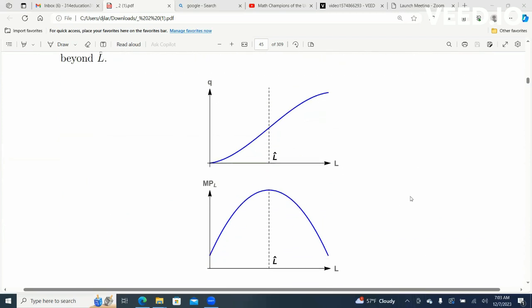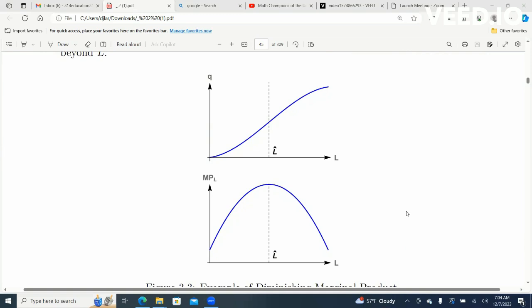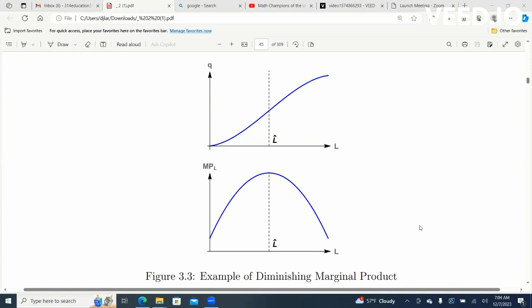And then they take the derivative, the marginal product of labor, the derivative of Q with respect to L. And we just see that the rate of change goes down after L hat. It is increasing after L hat, just not as much. So if we add more labor, the amount of Q that comes out, the quantity, is still increasing, but the rate at which quantity increases with the increase in labor is decreasing.